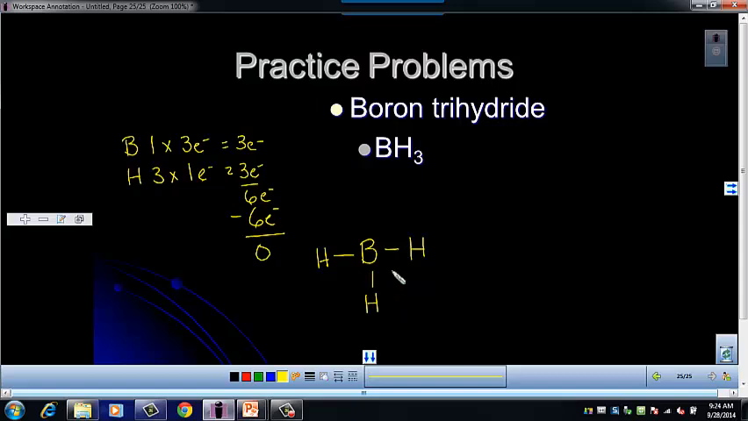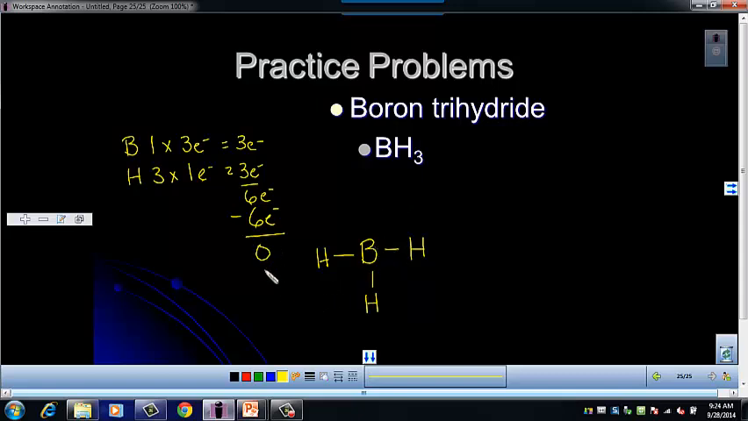Boron is what is called a deficient atom, and you'll need to know the 3 deficient atoms: boron, beryllium, and aluminum. They are atoms that can have less than a full octet and still be the correct Lewis structure. So you want to make sure that you know those for the test and the quizzes.